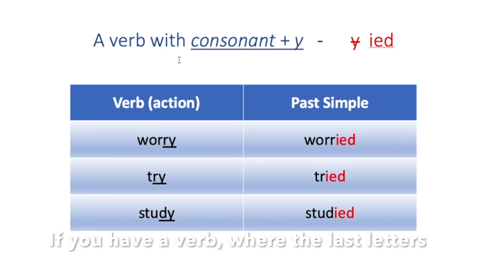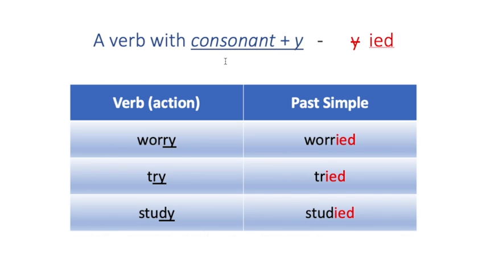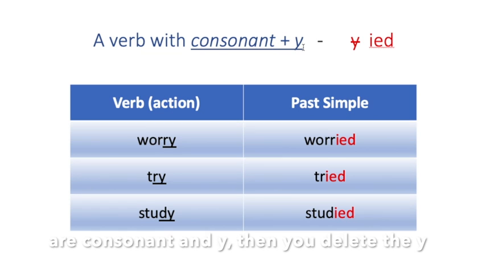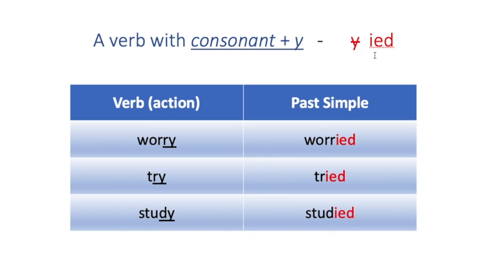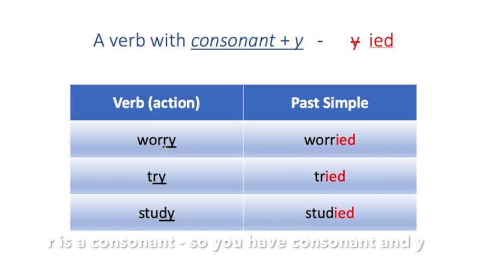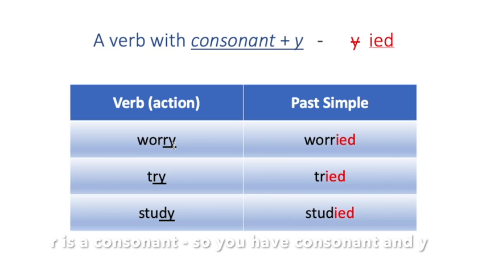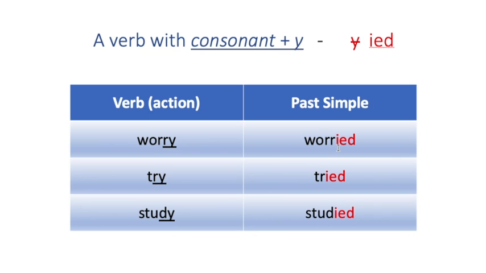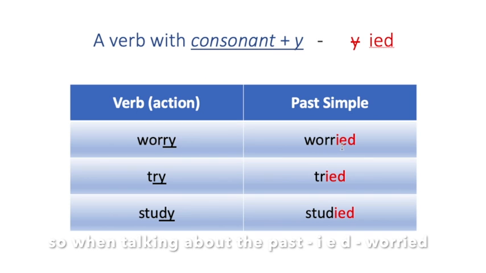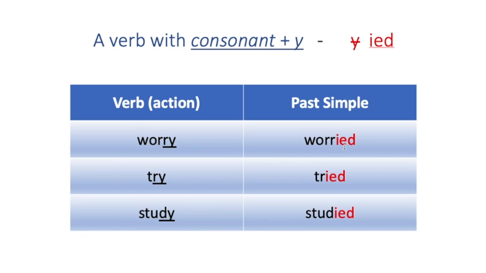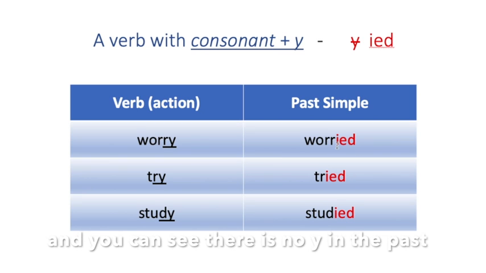if you have a verb where the last letters are consonant and Y, then you delete the Y and write IED, okay, for the past. For example, the verb worry, the last two letters are R, Y. R is a consonant, okay, so you have consonant and Y. So when talking about the past, IED, worried, and you can see there is no Y in the past.